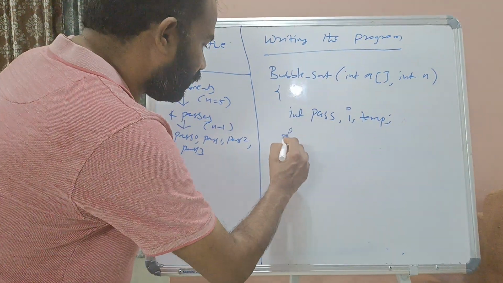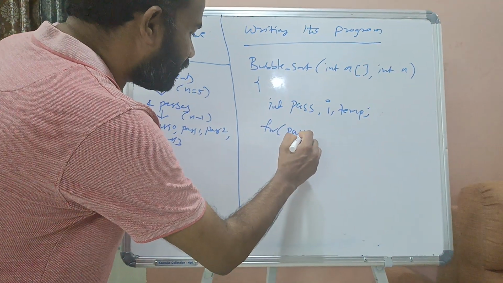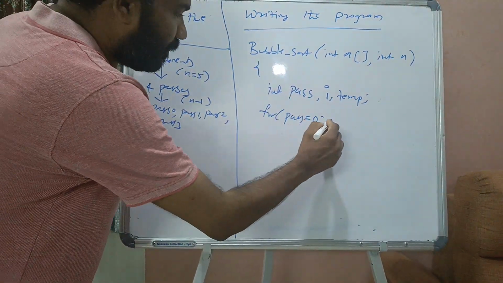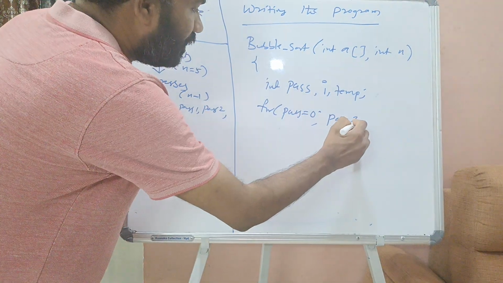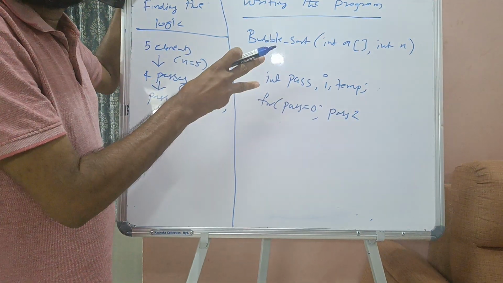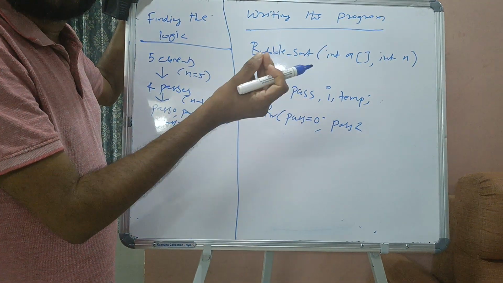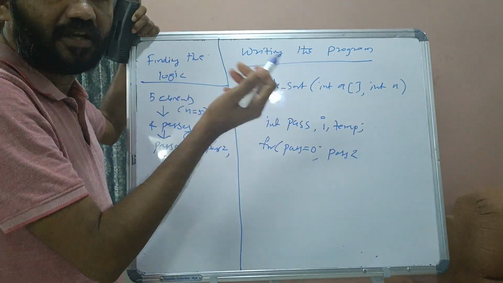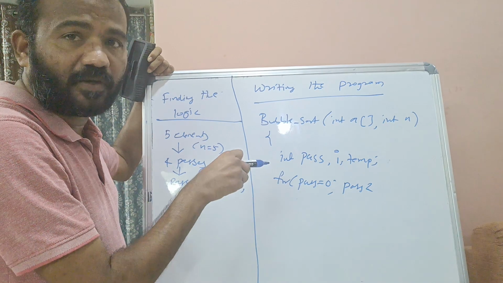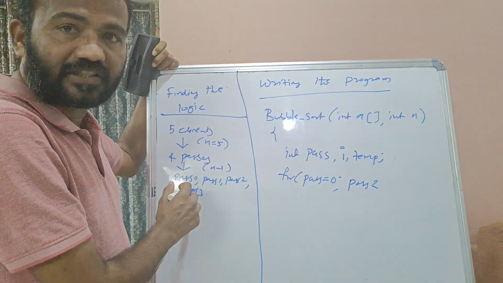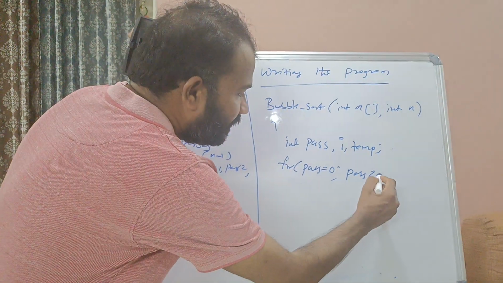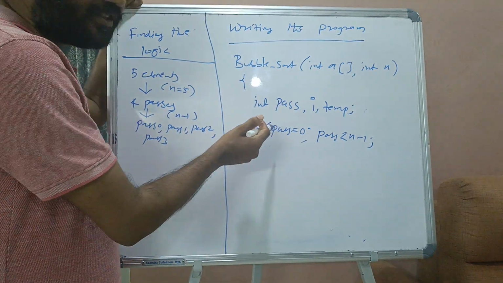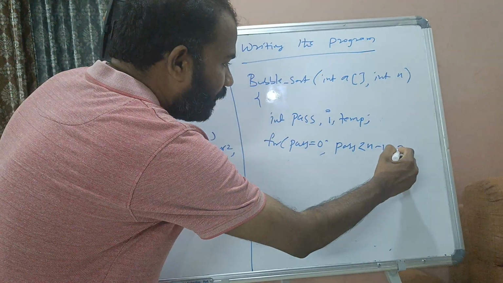The first pass name is 0. What is the last pass? 3. Suppose we take pass less than n, that means passes up to pass 0, pass 1, pass 2, pass 3, pass 4. But the first pass is named pass 0, and the last pass is pass 3. So we are going to write pass less than n minus 1, starting with pass 0. Next, we write pass plus plus.